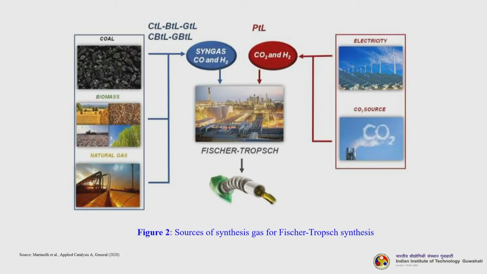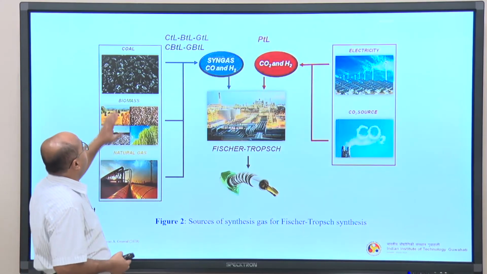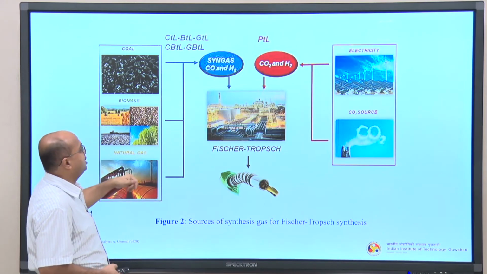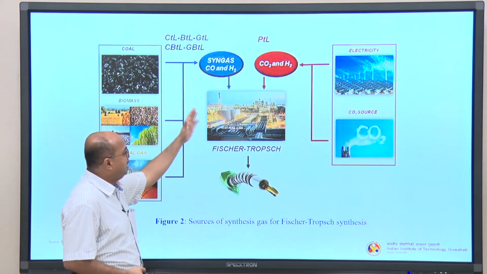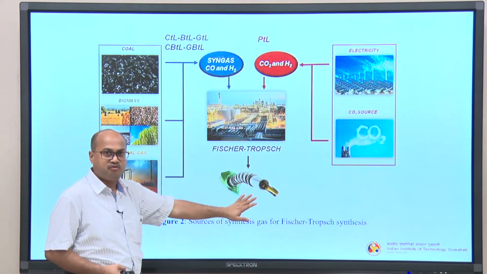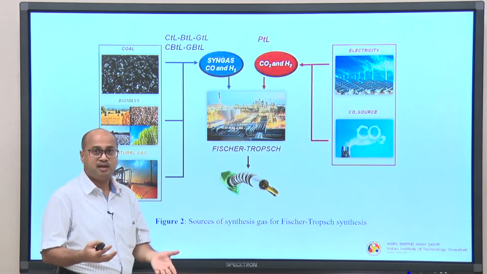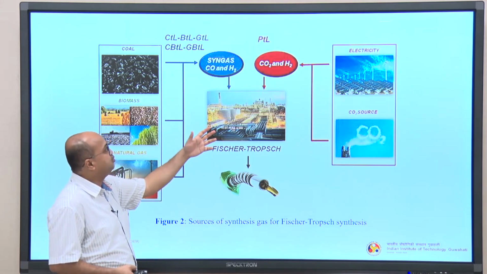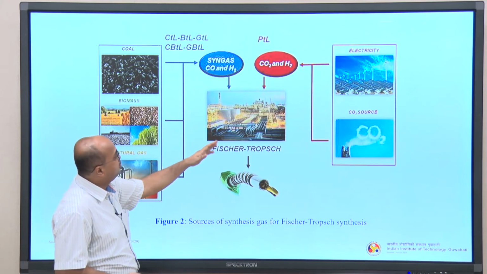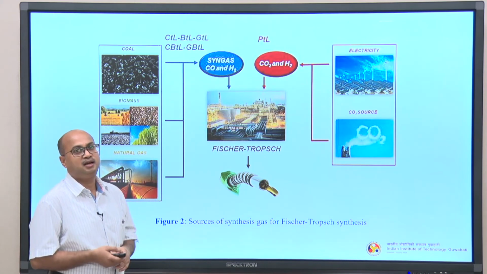This is just a schematic understanding of the sources of synthesis gas for the Fischer-Tropsch synthesis process. It can be coal, it can be biomass, it can be natural gas. Now, those can be converted to syngas, carbon monoxide and hydrogen, and further go for the Fischer-Tropsch process and you get your fuel. Similarly, carbon dioxide from the atmosphere or from the flue gas, and electricity also can be used to produce carbon monoxide, carbon dioxide and hydrogen. These also can be further processed by the Fischer-Tropsch process to generate fuel.